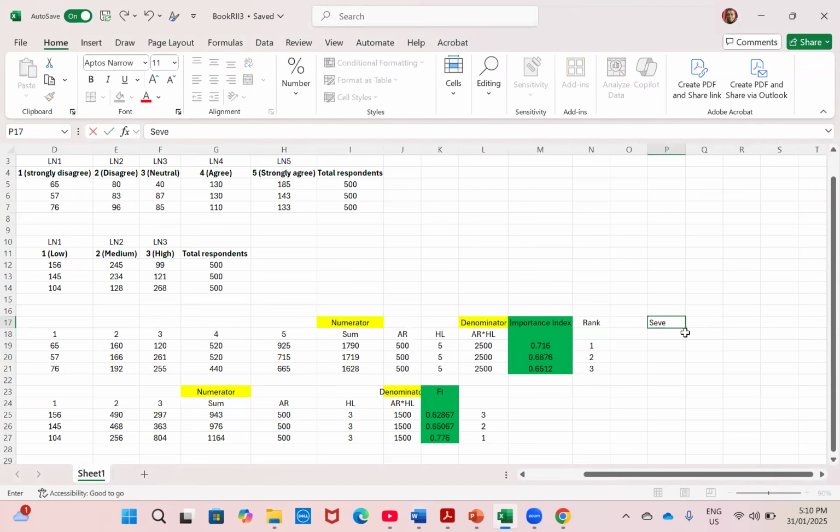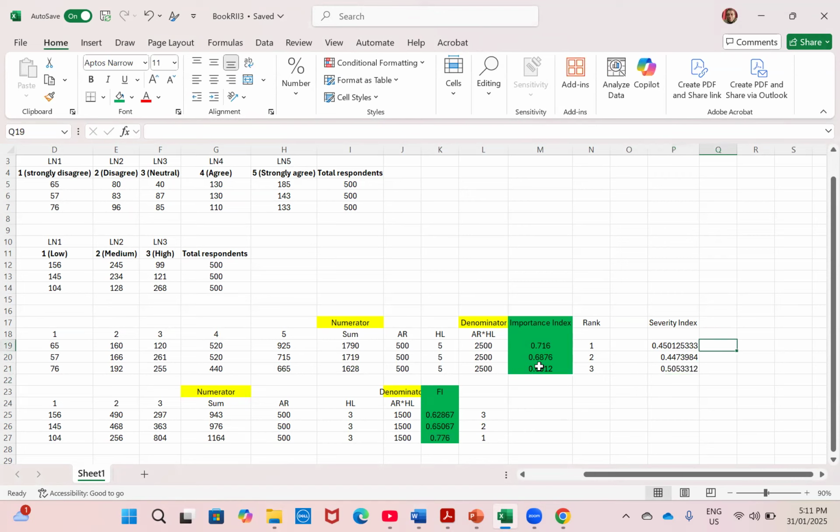So for us to get our severity index, all that we have to do is take the social issues, pick your importance index, then multiply by the frequency index. Then when you pick the next one, which is the economic issues, you pick your importance index, then multiply by the second one. Then when you pick the last one, you multiply by the last one.